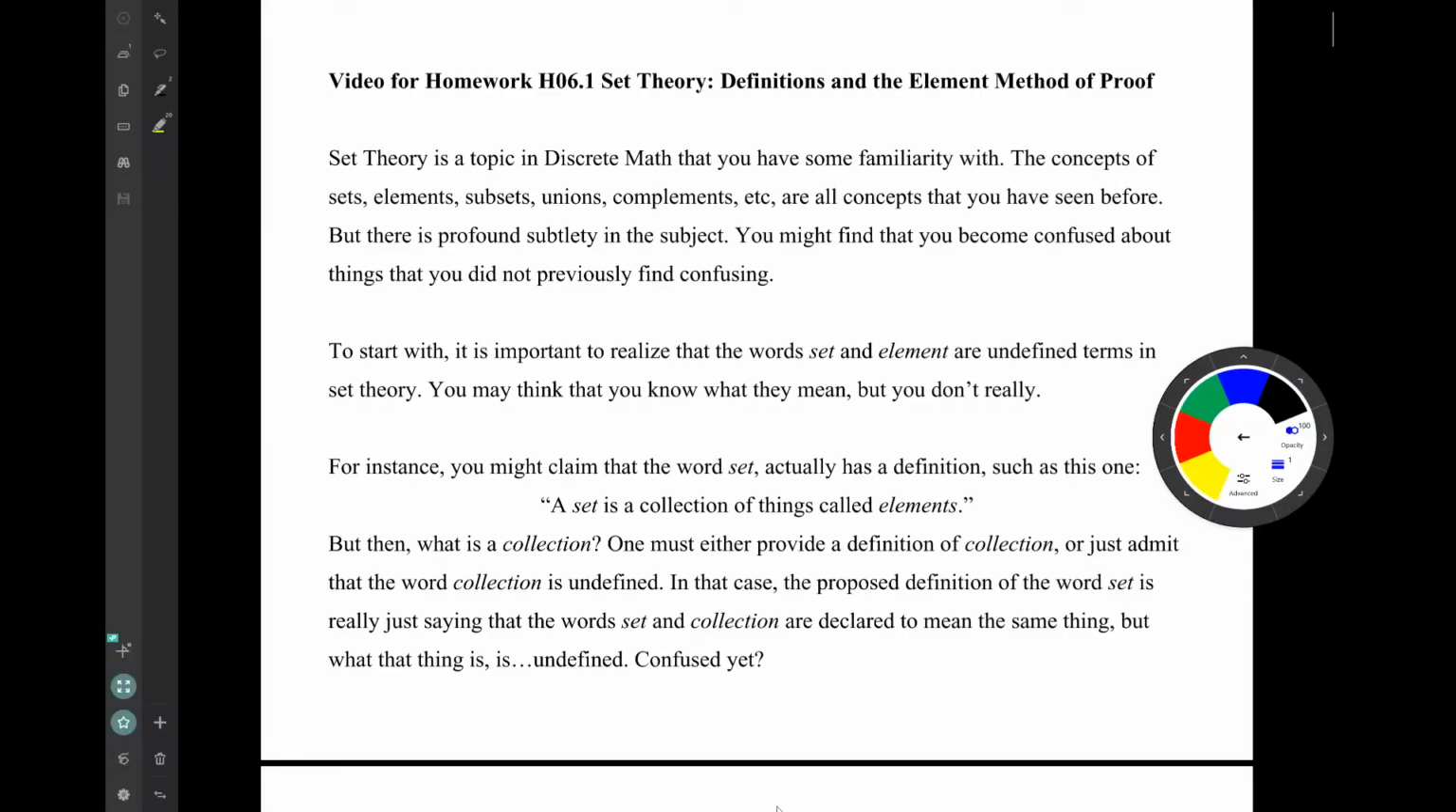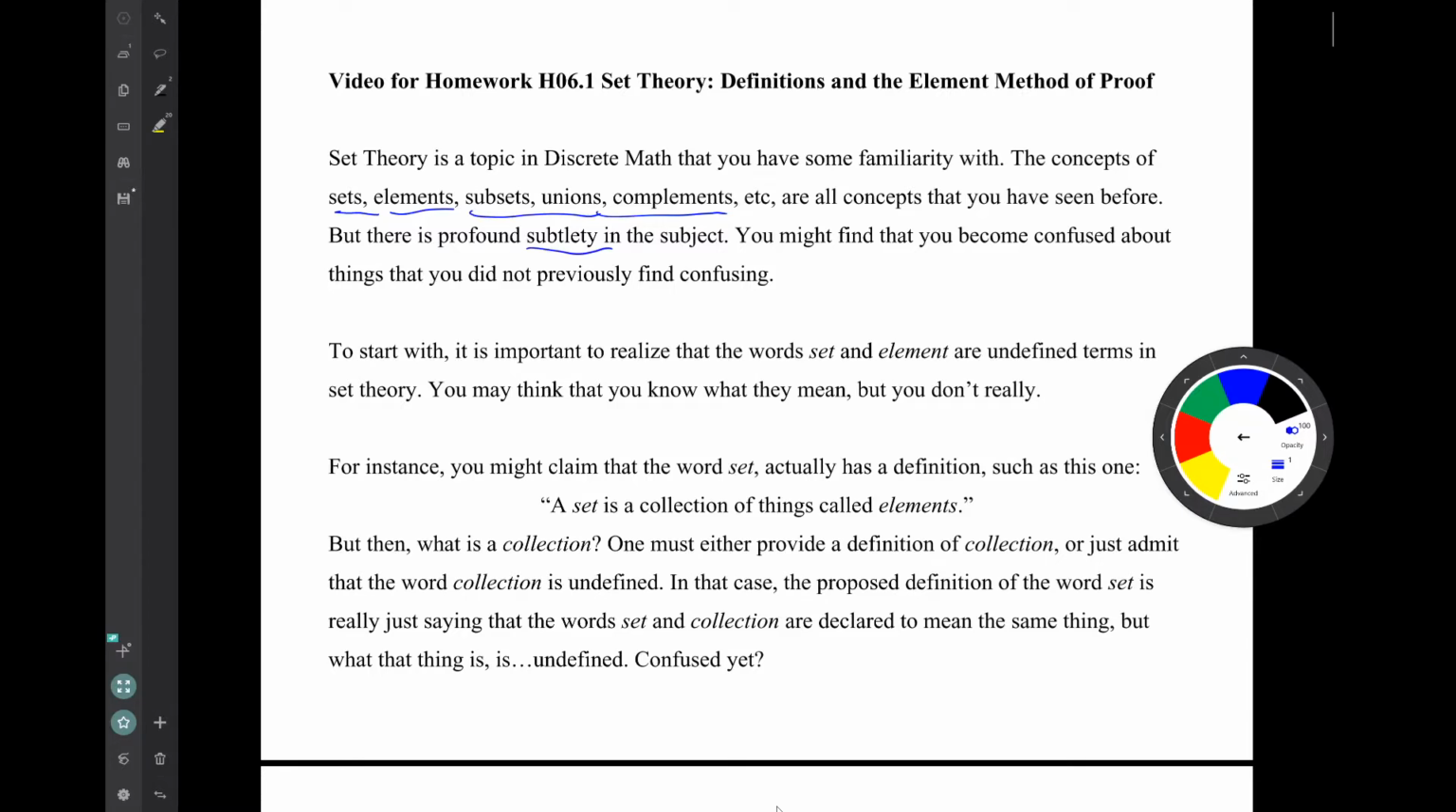Set theory is one topic in our course that you might have some familiarity with. The idea of sets, elements, subsets, unions, complements, etc. That's all stuff that you've probably seen before. But there is actually some subtlety in the subject of set theory, a lot of subtlety. So you might find that you become confused about things that you did not previously find to be confusing at all.